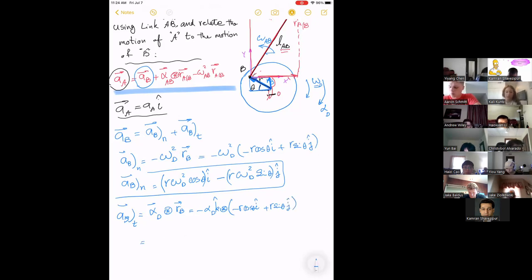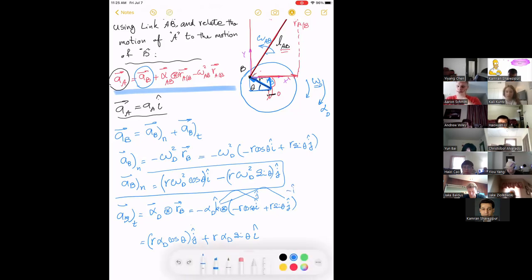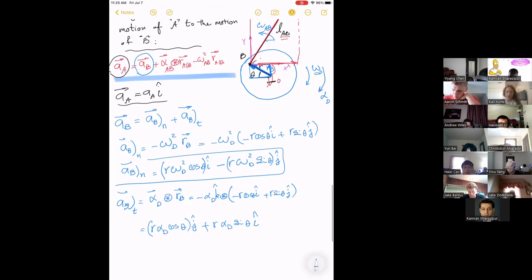And if you expand this, you're going to get minus minus plus, R alpha D cosine theta J, minus minus, again plus, R alpha D sine theta I. So K times I is J, K times J is minus I, and this minus and this minus becomes plus. Okay, so technically, this is your AB tangential.